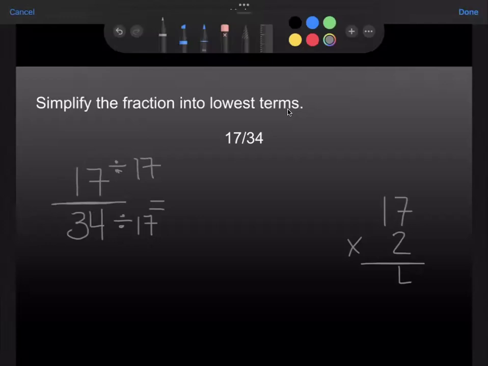7 times 2 is 14. And then 1 times 2 is 2 plus 1 is 3. And that's exactly 34. So that means when I divide 34 by 17, I get 2. That's the other factor. So 17 divided by 17 on the top is 1. This fraction simplifies down to 1/2.